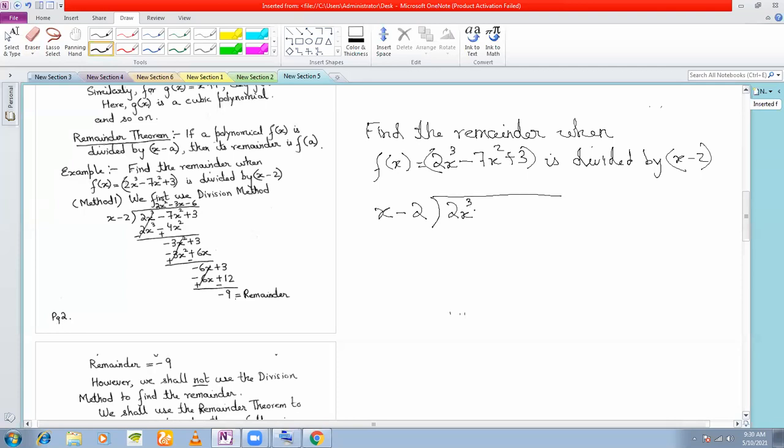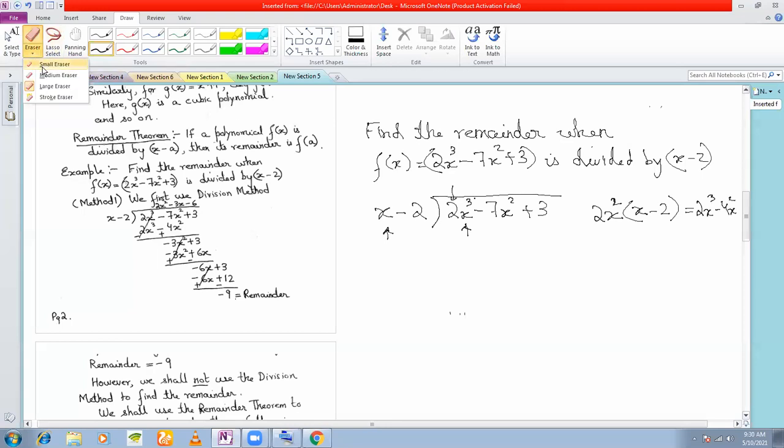2x cube minus 7x square plus 3. So first of all, we must multiply x. We see that the power of x here is 3 and the power of x here is 1. So we must multiply x minus 2 by x square, right, to get the power 3. But we also have a 2 here. We multiply by 2x square. So to get 2x cube minus 4x square.